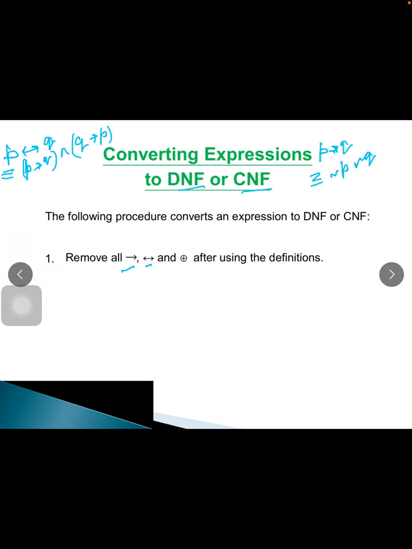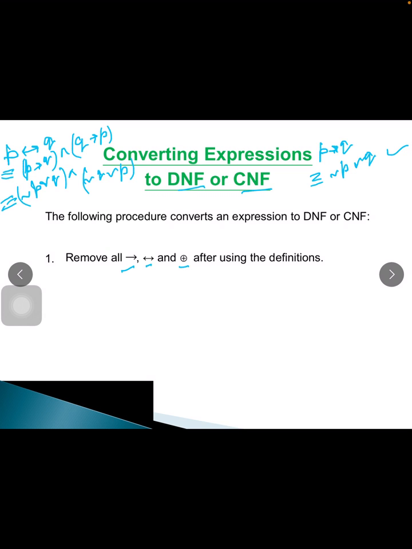So your implication and biconditional are converted into conjunction and disjunction. Means you can write P implies Q as negation of P or Q, right? And Q implies P, by this definition, is negation of Q or P, right? So like that we can convert our implies and biconditional in the form of conjunction and disjunction.